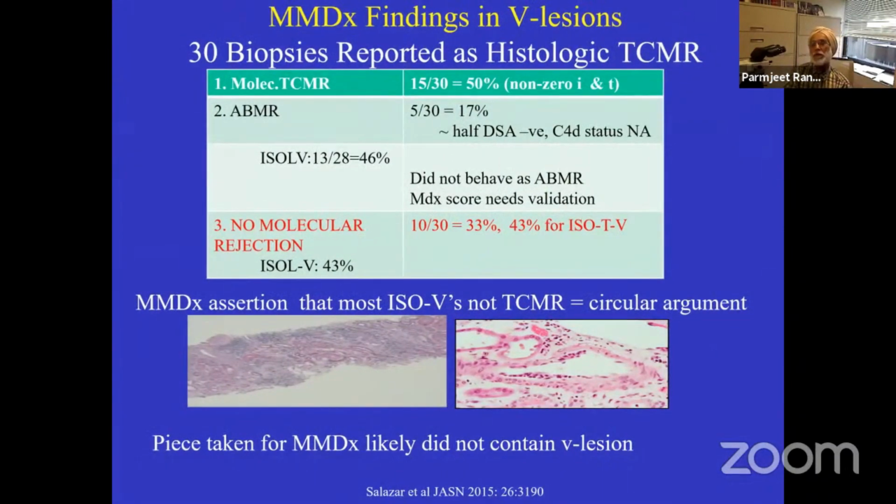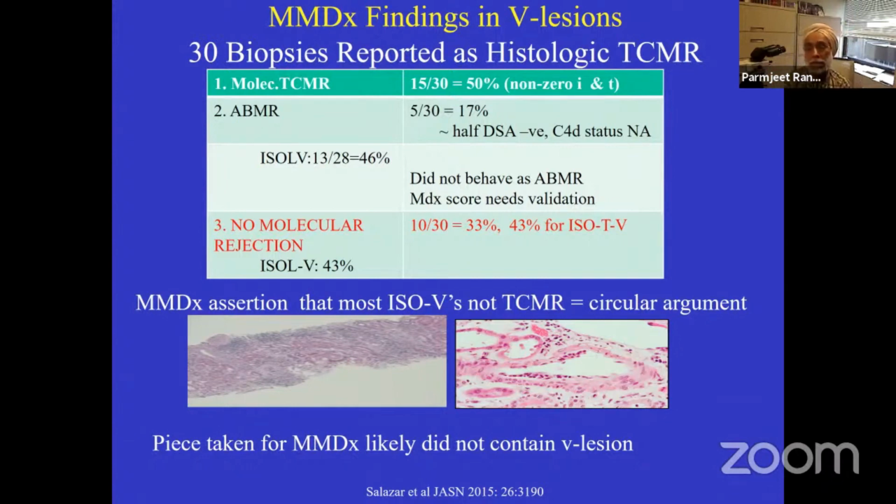And so what are the molecular diagnostic findings in V lesions? Here's a series of 30 biopsies, all from the Halloran group. They were reported as histologic TCMR. Half were called non-TCMR. 17% were called ABMR, the V lesions. Half of them were DSA negative. The C4D status was not given in this particular study. For isolated V lesions, 46% were called actually ABMR, but they did not behave as ABMR, as most clinicians recognize ABMR. In fact, the study itself said that the clinical course of these cases was rather good.